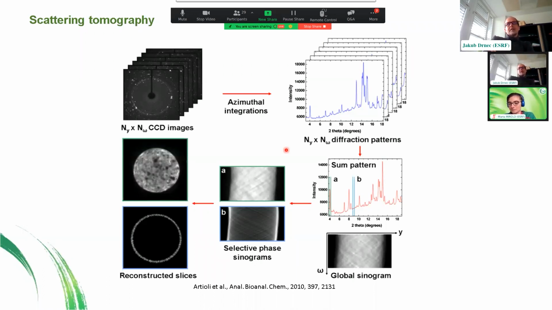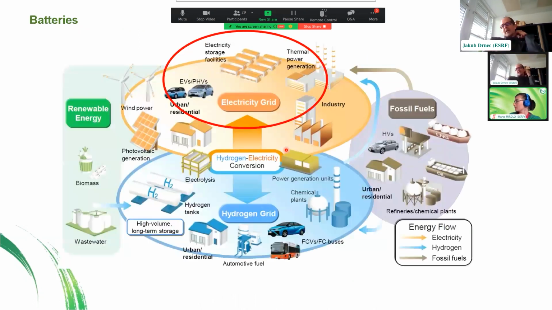So you can do the standard tomographic reconstruction for each Q value of the diffraction pattern you measured, and you can reconstruct the diffraction pattern in the volume of your material. So now we're talking about spatially resolved X-ray diffraction or small angle scattering. I will show you the examples right now, right? So we start with the batteries. And then I will give you many examples so you have an idea how we use these techniques to study the materials and the devices.